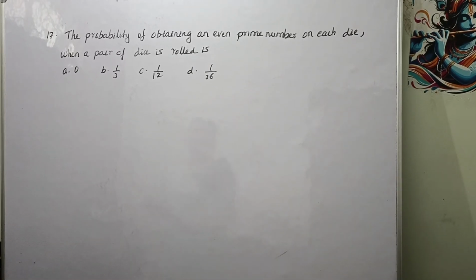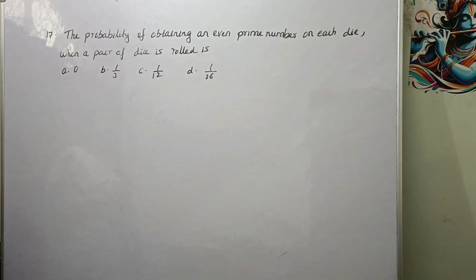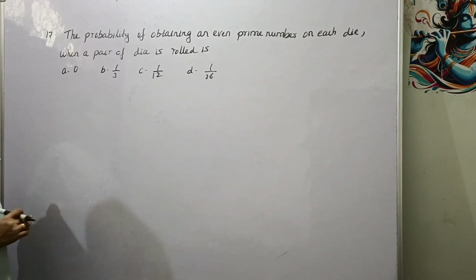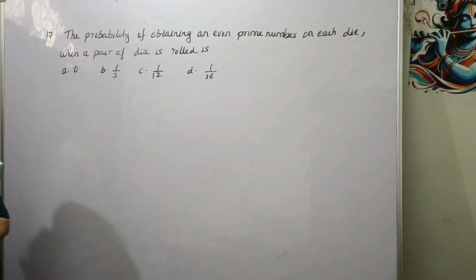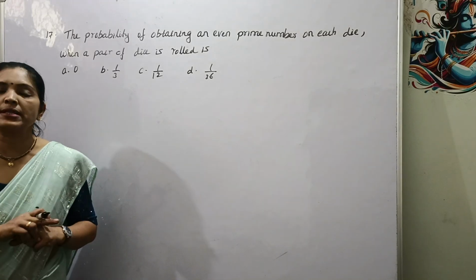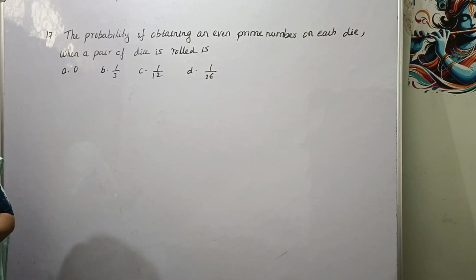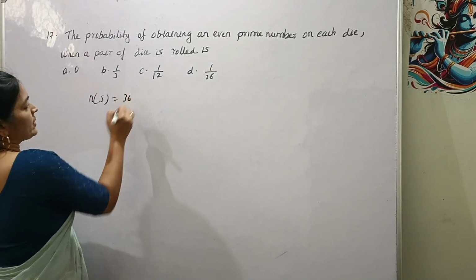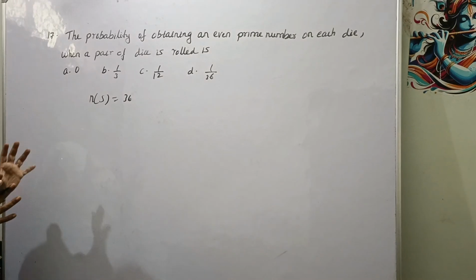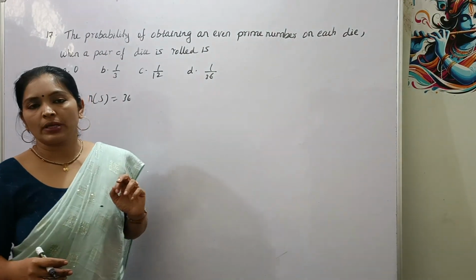The probability of obtaining an even prime number on each die when a pair of dice is rolled is dash. So here, when a pair of dice is rolled, we know that there are 36 elements in the sample space. There are 36 possible outcomes, right? So the number of elements in S, the sample space, is equal to 36. And the probability of getting an even prime number on each die.